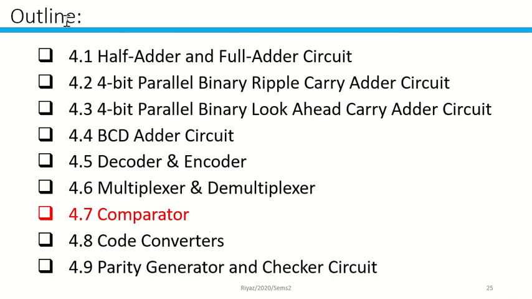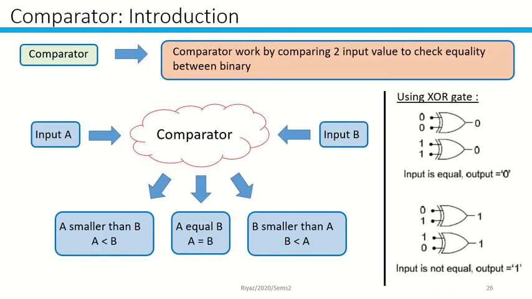So we're going for the comparator. The comparator concept is to compare two inputs at a particular time to check the equality between the binary values. Let's say you have an input A and input B, so you need to compare them. There are three possible comparisons. First, you can compare whether A is smaller than B. Second, you can compare whether B is smaller than A. And last, you can also compare whether A equals B.